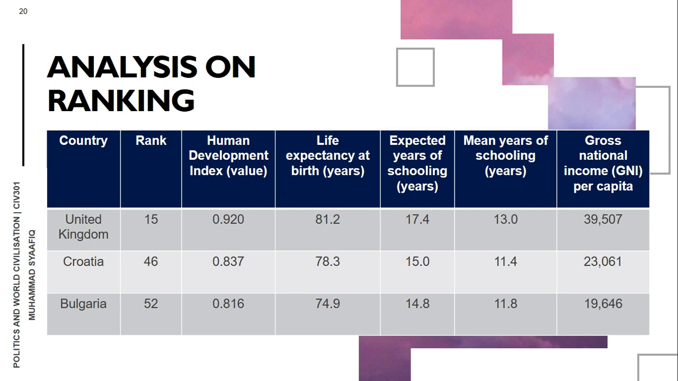Furthermore, based on the other criteria, which are life expectancy, expected years of schooling, mean years of schooling and gross national income per capita, the United Kingdom has the highest values compared to Croatia and Bulgaria.